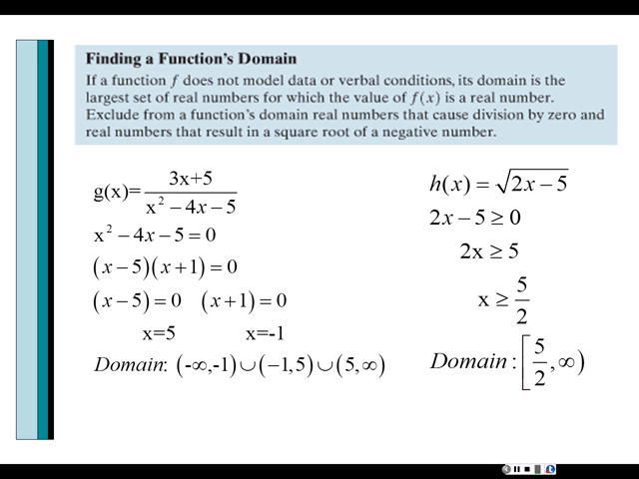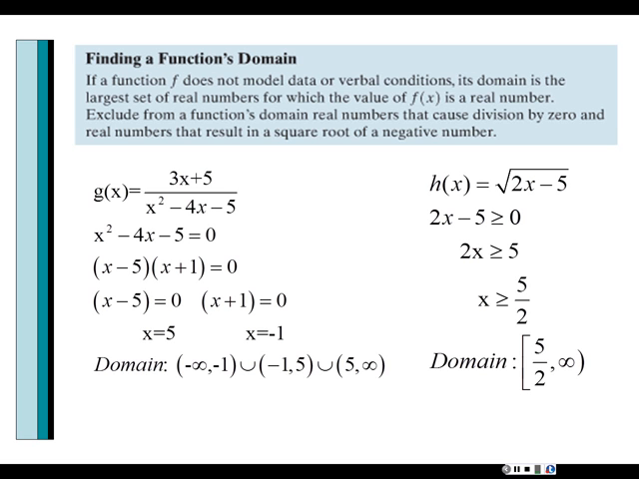Now look at the function. For an example, the function is (3x + 5) / (x² − 4x − 5). Now just by looking at this function, we don't know anything about the domain, right? So now what can we do to find it? Step one, we always want to make sure that the denominator is not 0, right?